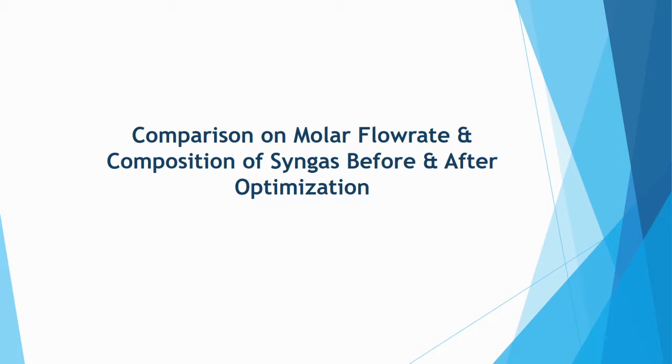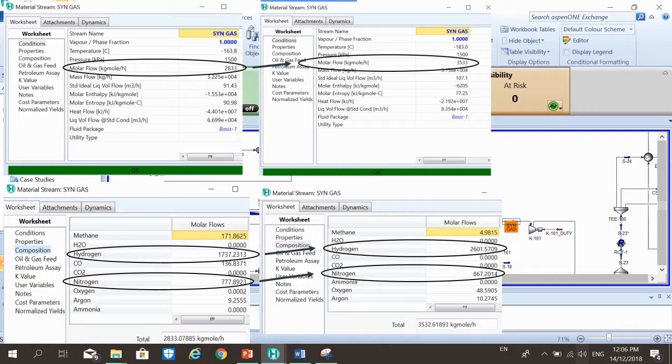Now we will compare the molar flow rate of syngas and the component molar flow rates of hydrogen and nitrogen in the syngas before and after the optimization. As we can see from the table, the molar flow rate of syngas and the component molar flow rates of hydrogen and nitrogen have increased, as desired, after the optimization.